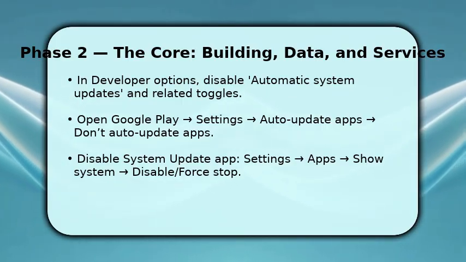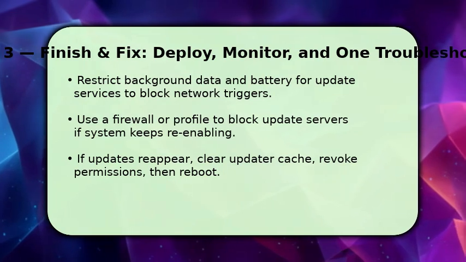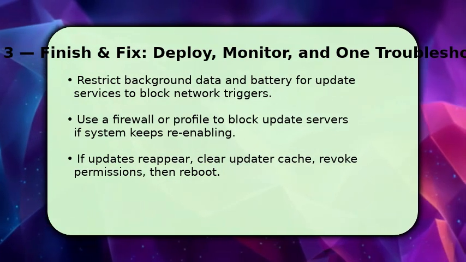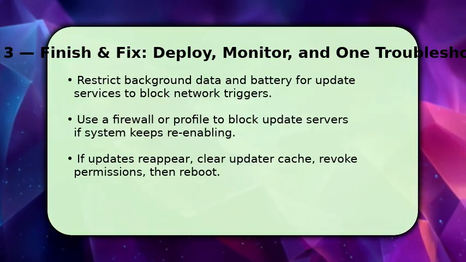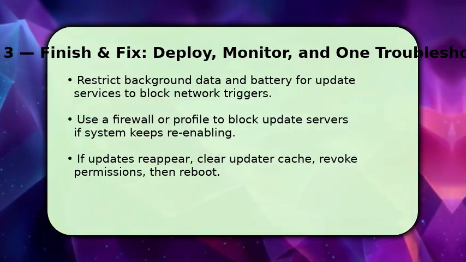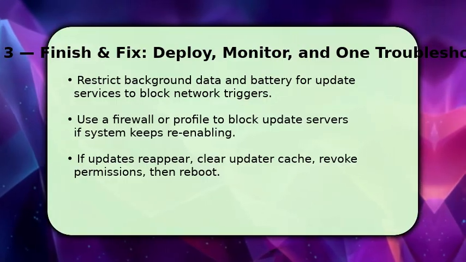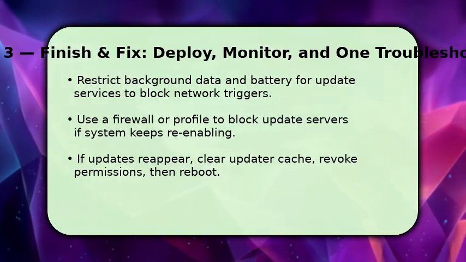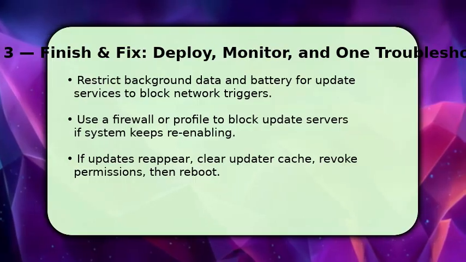To finish, restrict background data and battery for update services so they cannot auto-trigger downloads while idle. You can also install a local firewall or configure a network profile to block known update server addresses, which helps if the updater re-enables itself.